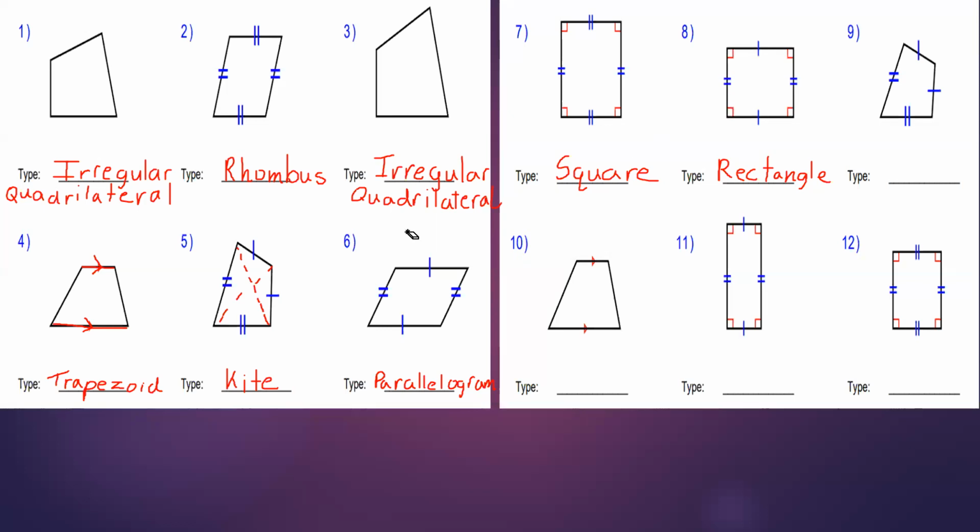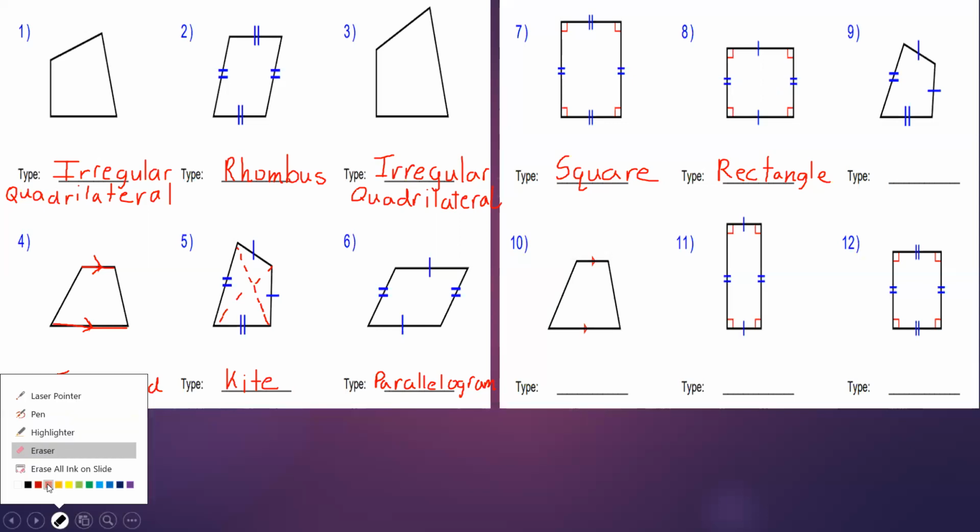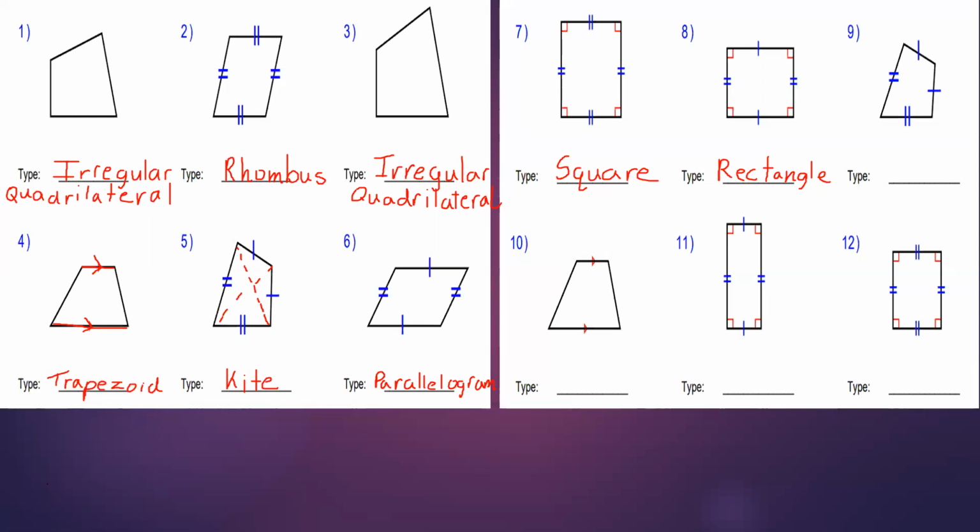All right, number 9, I want Talia. Draw for number 9. Kite. Why do you say that's a kite? Because the line, the line adjacent on side. Yes, go ahead, tell me.